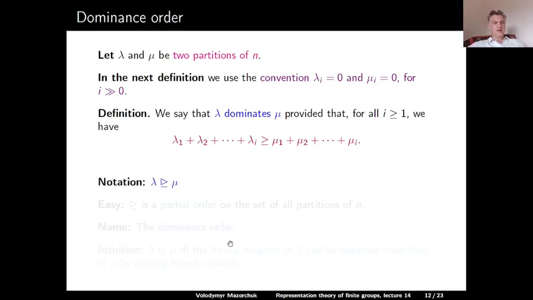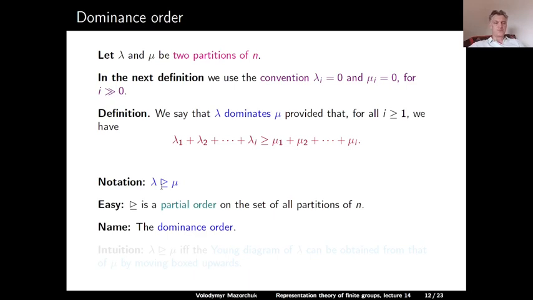So the notation is that lambda dominates mu is given by this symbol, the triangle with one side closer to lambda. And directly from the definition, it follows easily that this defines a partial order on the set of all partitions of n. And this order is called the dominance order. So intuitively, the partition lambda dominates the partition mu if and only if the Young diagram of lambda can be obtained from the Young diagram of mu by moving boxes upwards, so from lower rows to higher rows.